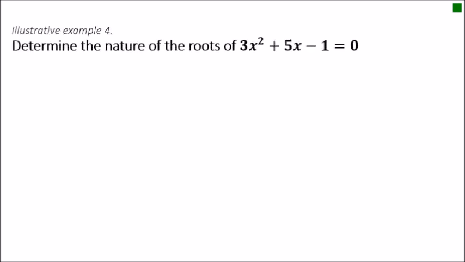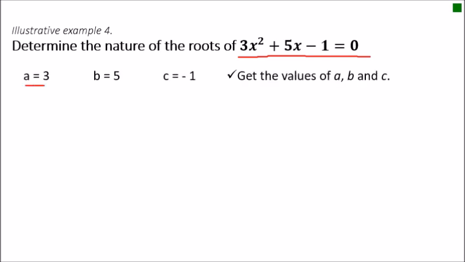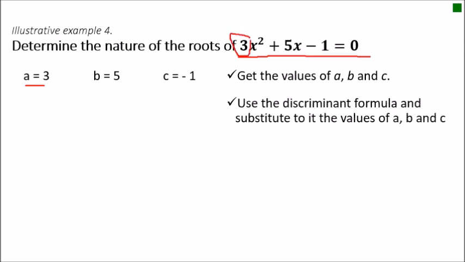So, determine the nature of the roots of 3x squared plus 5x minus 1 is equal to 0. A, B, and C natin is, A mo ay 3. Ito yan. Ito yung 3. And then, B is, ayan, B is 5. Positive 5 kasi plus yung katabi. Then, C ay negative 1. Okay? Then, gamitin natin ang formula. Formula ng discriminant. And then, substitute. Your B is positive 5. Your A is positive 3. Your C is negative 1.